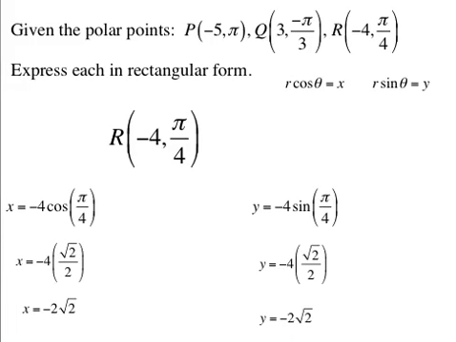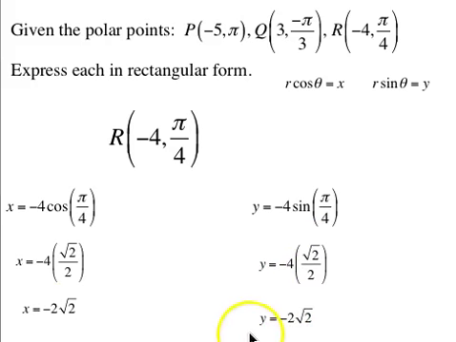And there's one more of these. R is (-4, pi/4). So little r is negative 4. Theta is pi over 4. x is r cos theta. So negative 4 cos pi over 4. Negative 4 times root 2 over 2, negative 2 root 2. y is r sine theta, so negative 4 sine pi over 4, which is also negative 4 root 2 over 2, negative 2 root 2.